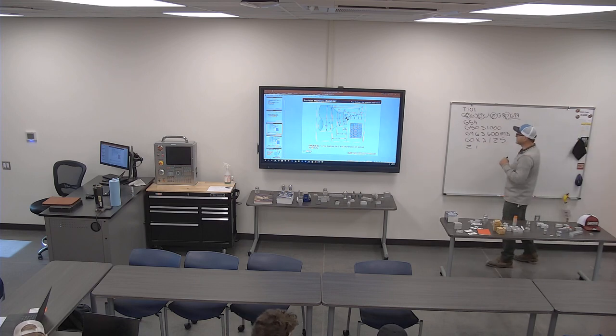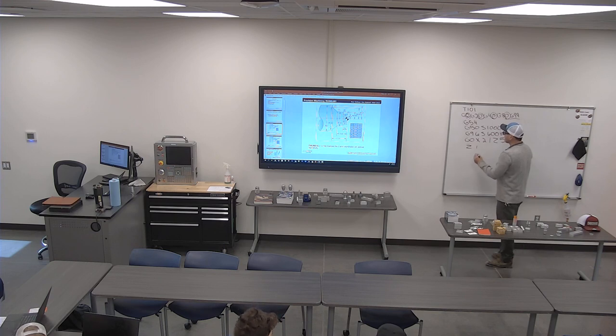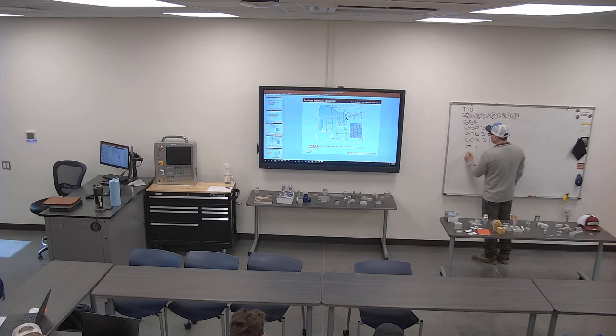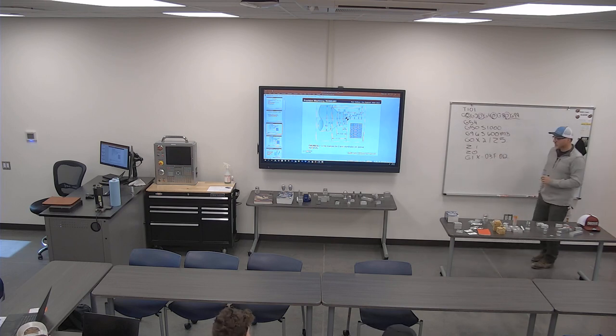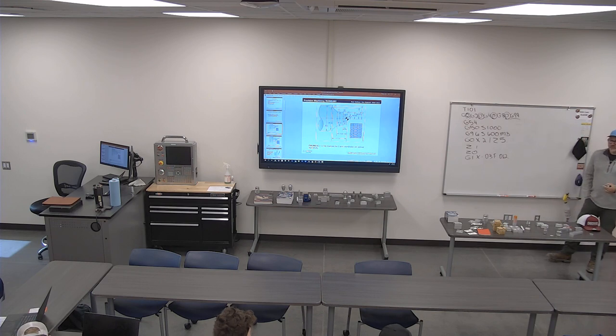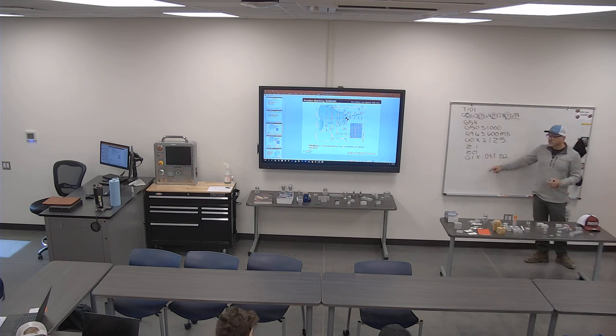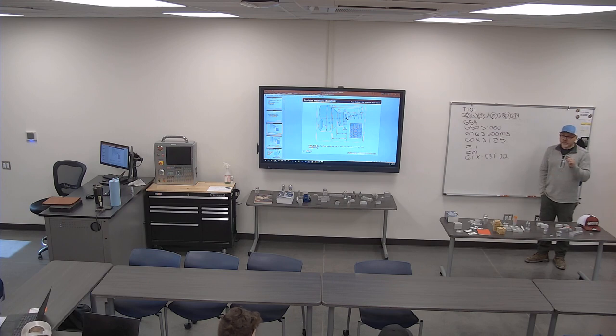Hopefully not. All right, from this point I would probably just go Z0 and then G1 X minus 0.03 at a feed of 12,000 per revolution. That would face that part off down to negative 30 thousandths. I want to go past 0 so I can get that little dimple off of that part.